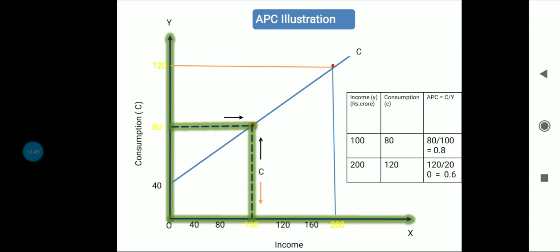Moving on, this is the illustration of APC. We can understand this with the help of this schedule and diagram. Here we measure the level of income on the OX axis and the level of consumption on the OY axis. You can see that the consumption curve starts from the OY axis away from zero. It is starting from 40. What does it mean? That autonomous consumption is 40 even at zero income. When income is 100, the consumption is 80, and when income becomes 200, the consumption becomes 120. When we join these points, we get the consumption curve. The value of APC, 80/100, becomes 0.8, and 120/200 becomes 0.6.